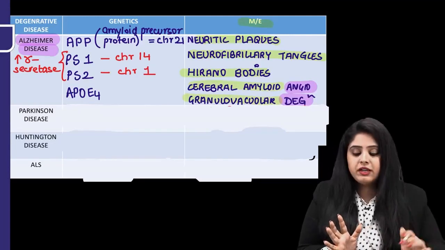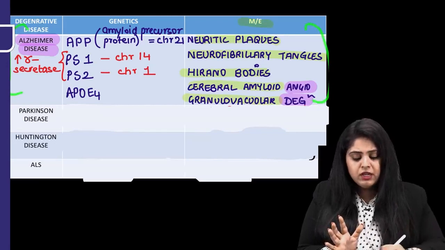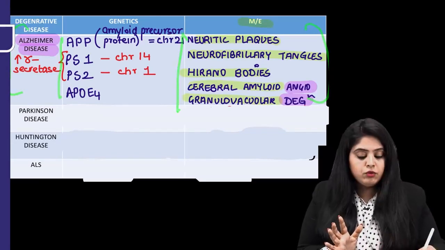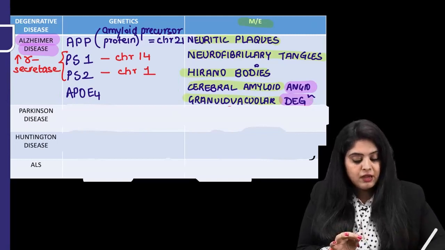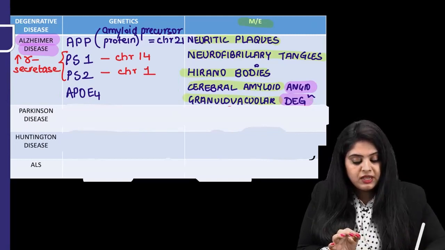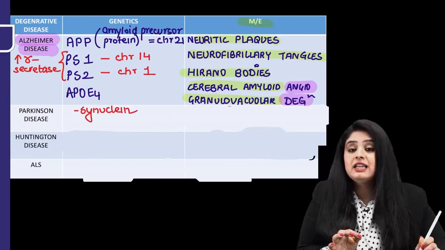With these 3 pictures, I hope this is okay. This was the toughest one. You've done the genetics, you've done the microscopy. Now let's move on to Parkinson's disease. We all know what Parkinson's disease is. Parkinson's disease happens to be a basic defect that is occurring in a gene called alpha-synuclein.